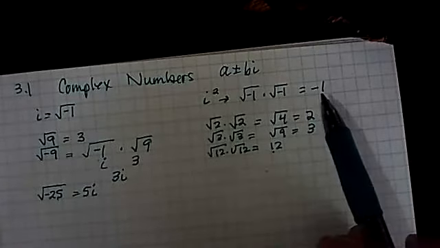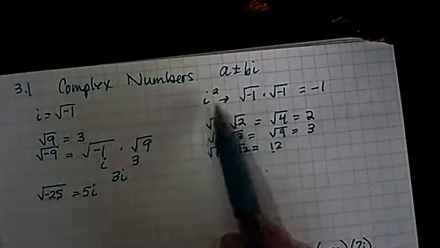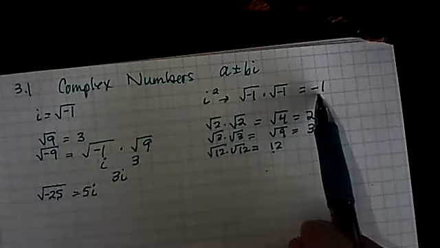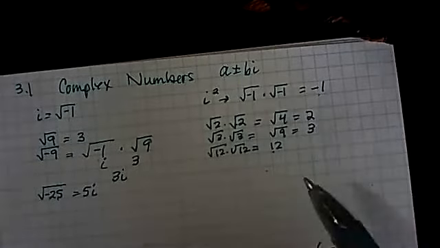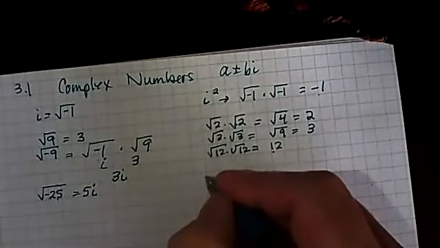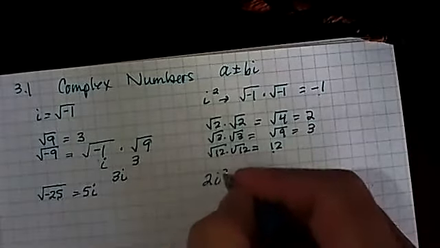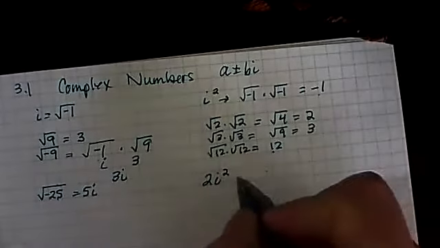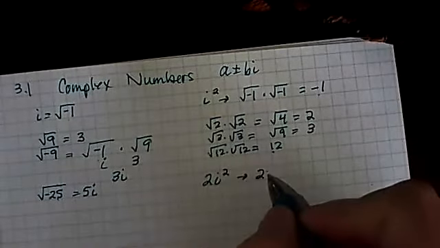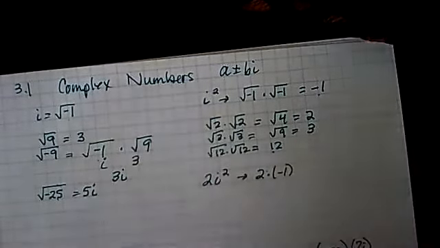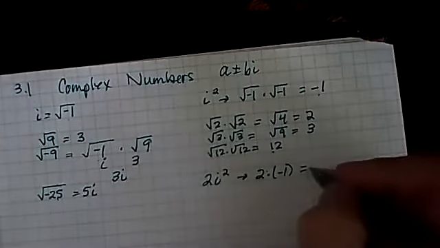Okay, so anytime we have an i squared, that's what this means, and it's always going to be a negative 1. So if I'm simplifying something that's 2i squared, that's going to be 2 times a negative 1. And that's going to equal a negative 2.